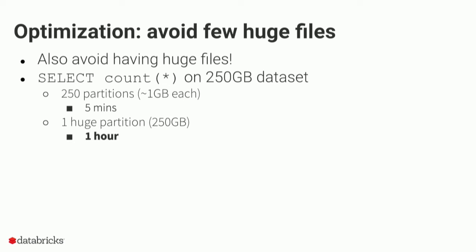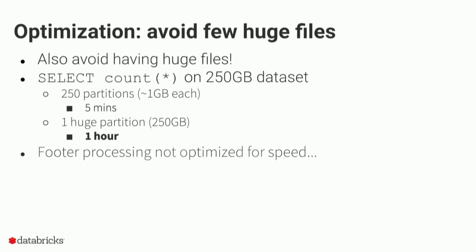So why is this? If your Parquet file is huge, there's another thing that also becomes very huge, and that is the footer, because you're going to have lots of row groups. There's going to be lots of metadata that you're going to have to store. And it turns out that the footer processing is just not optimized for speed. So you have to be aware of this as well.